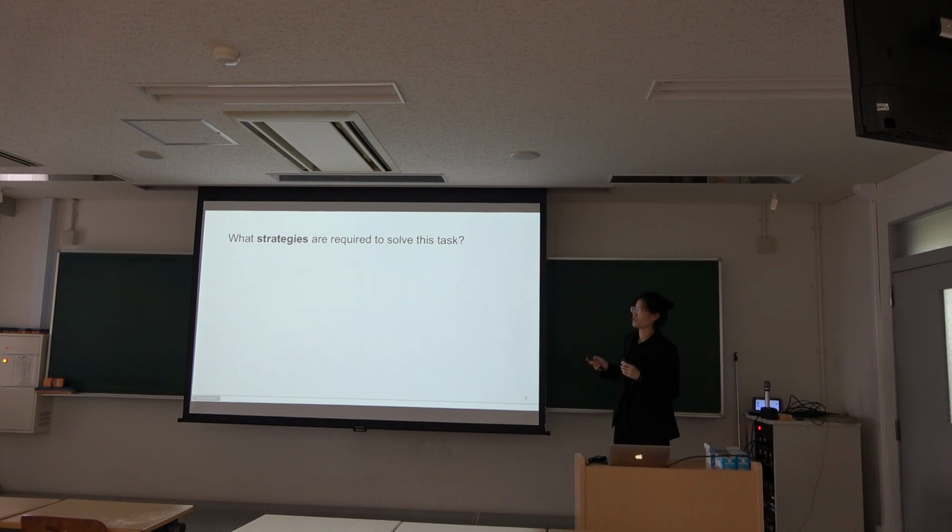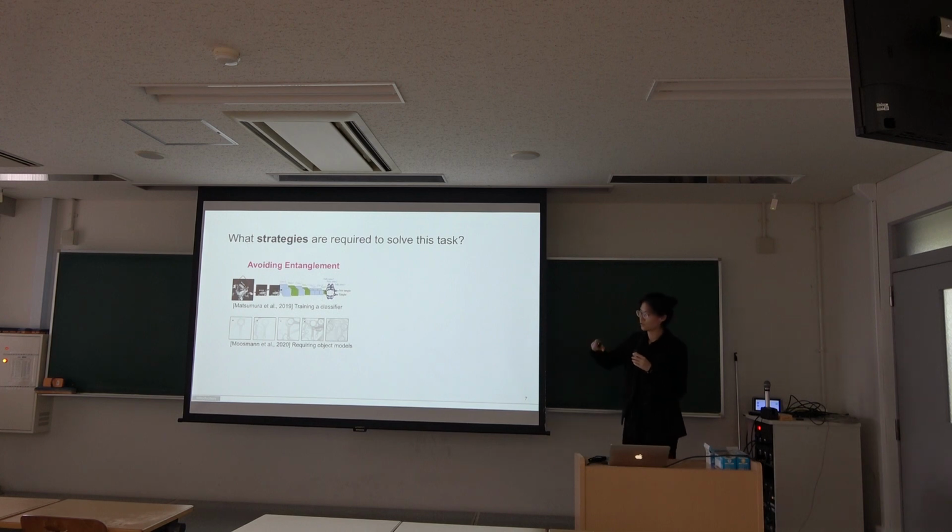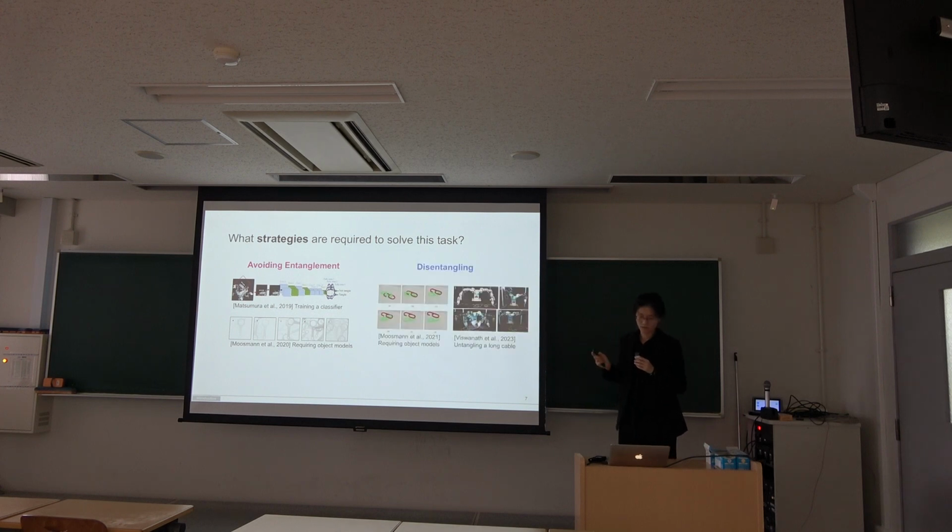To address the mentioned challenges, there are 2 strategies we need. First is that the robot should first consider not to grasp the entangled object. And several works address this issue by learning to classify, or use the object models to match with the scene to search the object. And another strategy is the ability of disentangling. And some prior works use the object models to plan this kind of motion, or some works can even untangle a long cable.